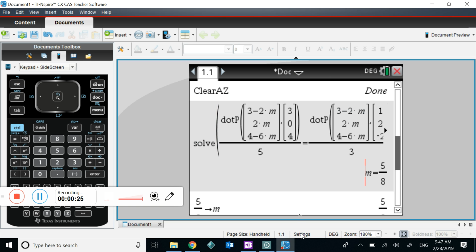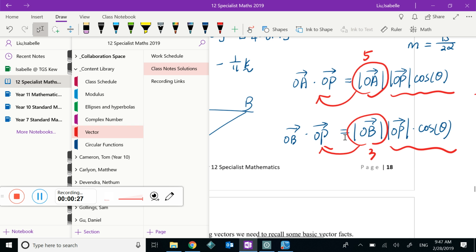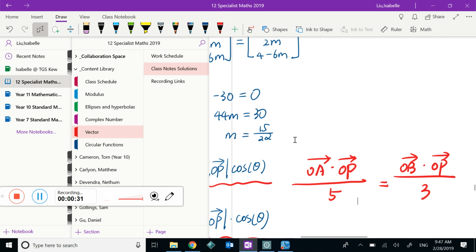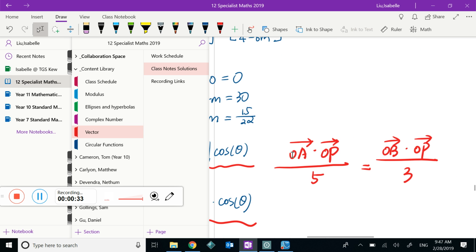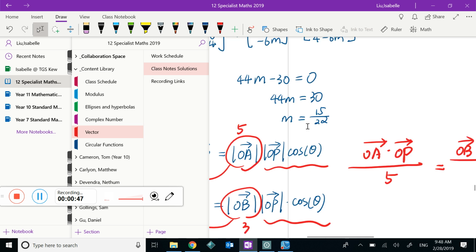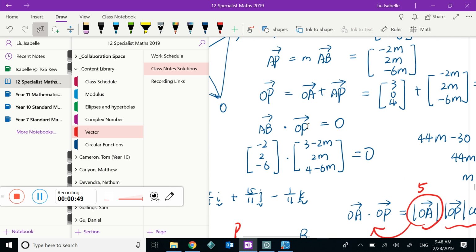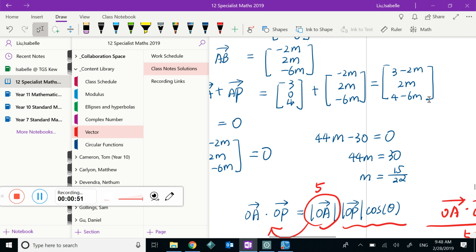Okay, I solve for what? Solve for the dot product of, where is that equation? I solve the dot product of OA and OP. Your OP is still the same OP because your P is still on AB and it's still AP equals M times AB. And it's exactly the same as the previous question. So your OP stays the same. So your OP is still this OP. That doesn't change.